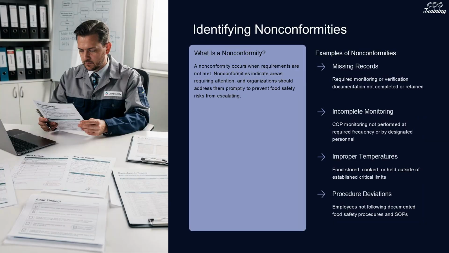A nonconformity occurs when requirements are not met. Nonconformities indicate areas requiring attention, and organizations should address them promptly to prevent food safety risks from escalating. Examples include missing records, incomplete monitoring, improper temperatures, and procedure deviations.